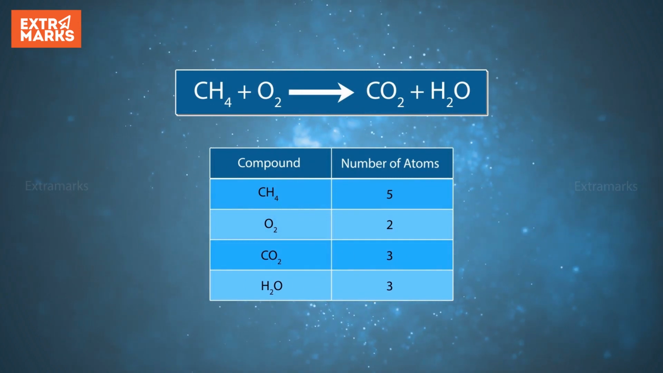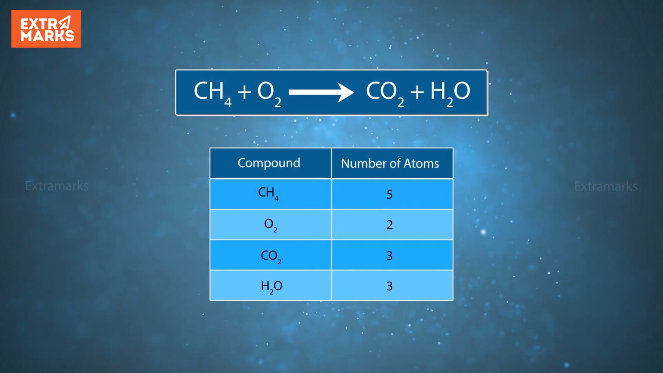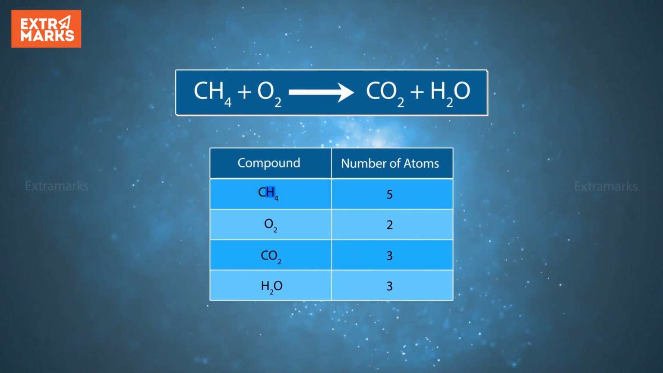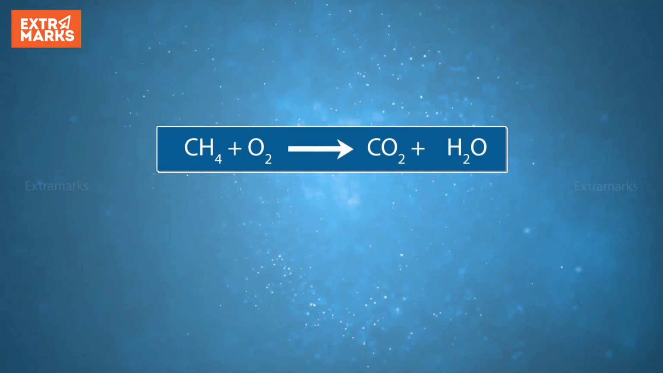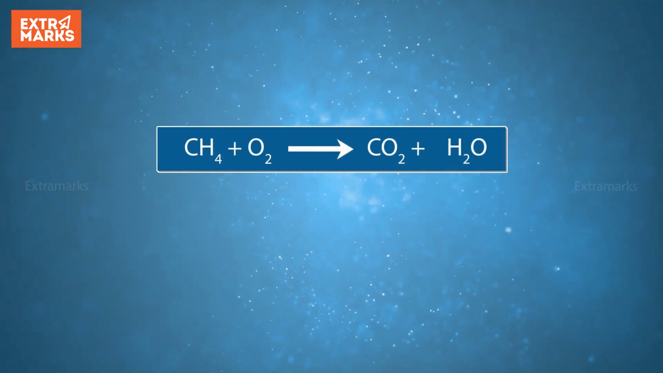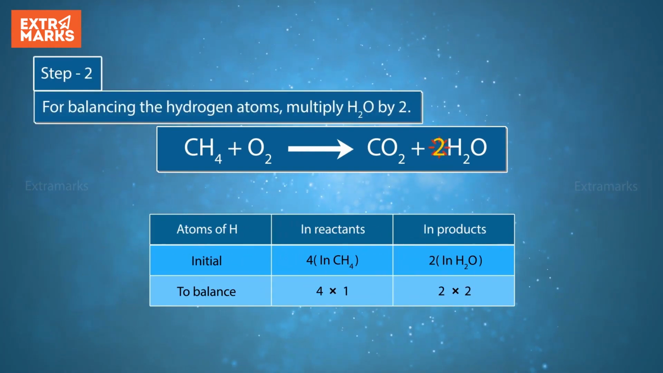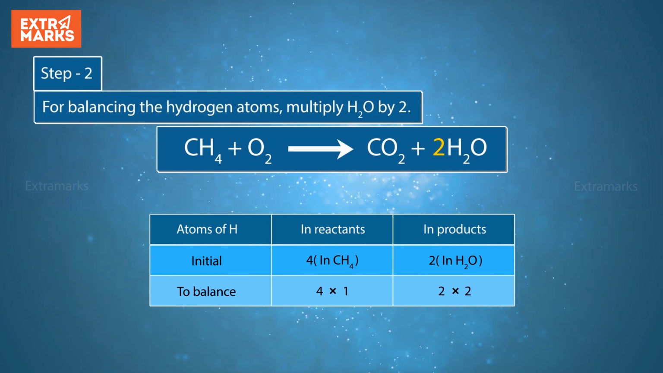Generally, balancing of a chemical equation starts from the compound that has more number of atoms. And in that compound, it is started with the element that has maximum number of atoms. So, we have to start with number of hydrogen in the methane molecule, and for balancing the hydrogen atoms, multiply water by 2. That is, write 2 as a coefficient of water.